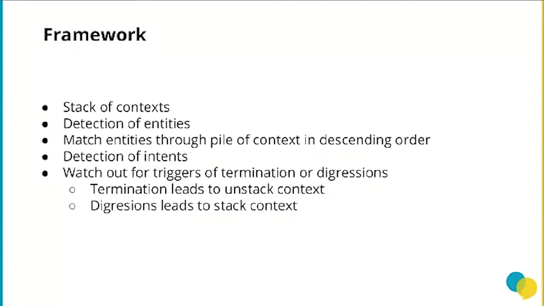Detection of intents means that if we detect a new intent, then we stack up another context. If we detect an earlier intent, one of the previous contexts, we go back to that context. And in every sentence, we watch out for triggers for termination or digressions. And if we finish the dialogue about some context, because maybe we have all the information we wanted, and so there's nothing more to ask, we can go to the previous context.